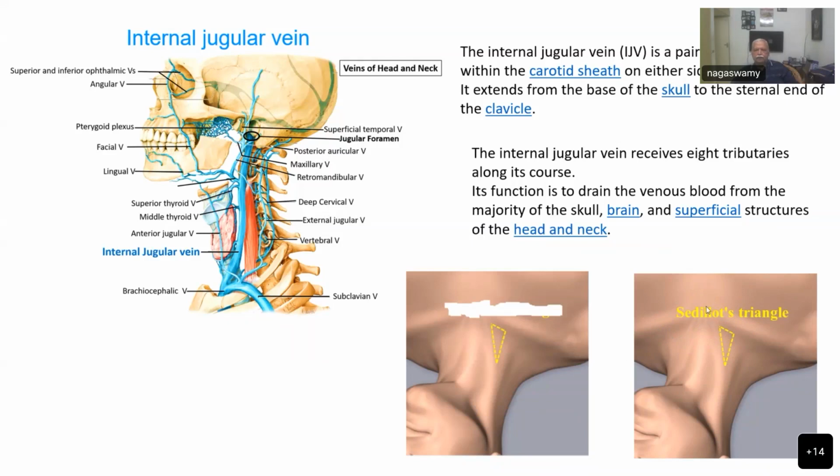Here, this LL is silent. So you just make a Sedio's triangle and then you go for that. But you don't have to go write all those various approaches.